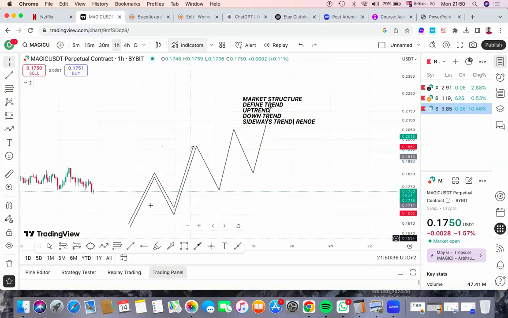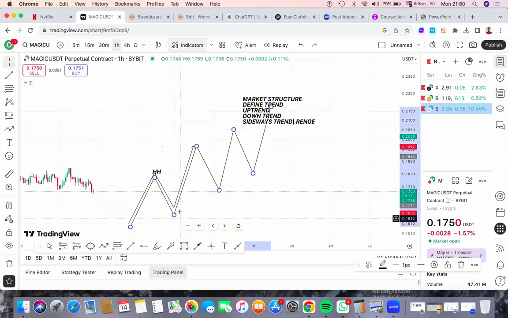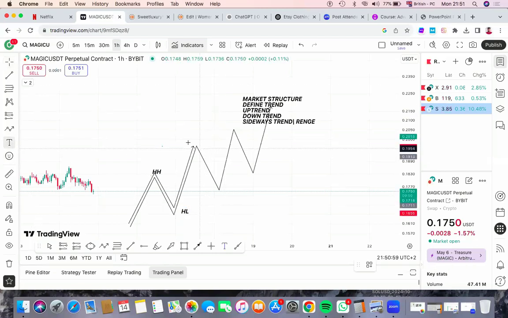So now market is creating higher highs. The market will be creating higher highs and creating higher lows. Higher lows, and also higher highs again and higher lows. So why do we say this is higher highs? I'll define this for you.